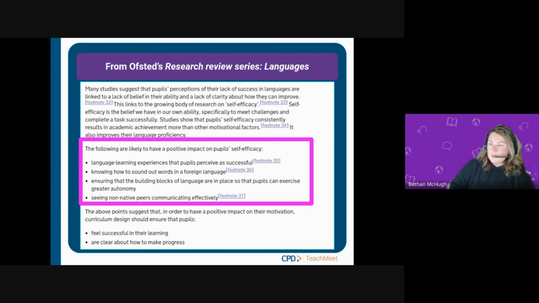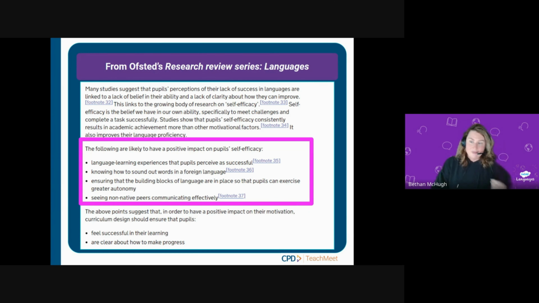So if, as I've said, your lesson is on a grammar point, you can just be recapping that grammar point in your starter, for example. And seeing other children communicating and doing this is really positive. We need pupils to feel successful in what they've done. So something quite low stakes in a starter that pupils can get right is going to give them a positive mindset to start the lesson.